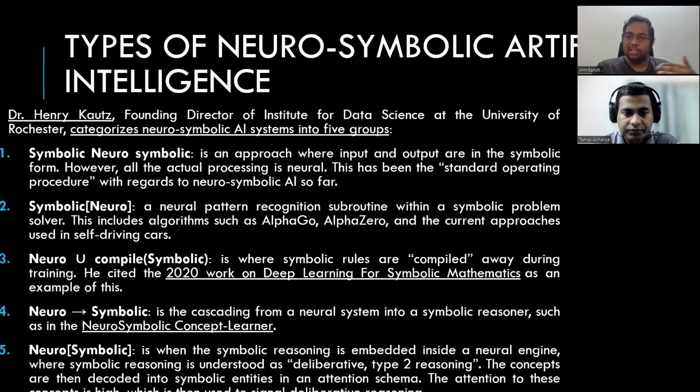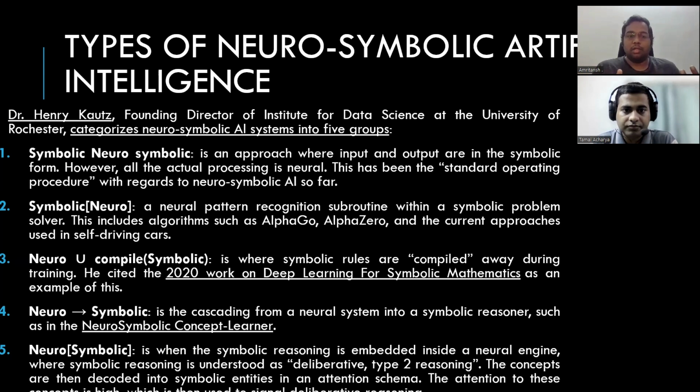Now, I will not go into details of each of them, okay? But the idea is we could have symbolic, neurosymbolic, where input and output are in symbolic, but all the inner processing is neural. And this is like your standard operating procedure. This is what most of the companies and most of the people who are developing are doing here. One could be that you could have a neural network pattern recognition subroutine within the symbolic problem solver. So everything is symbolic, but you just put a small neural package somewhere in between. And this is something that AlphaGo, AlphaZero are doing, as a matter of fact.